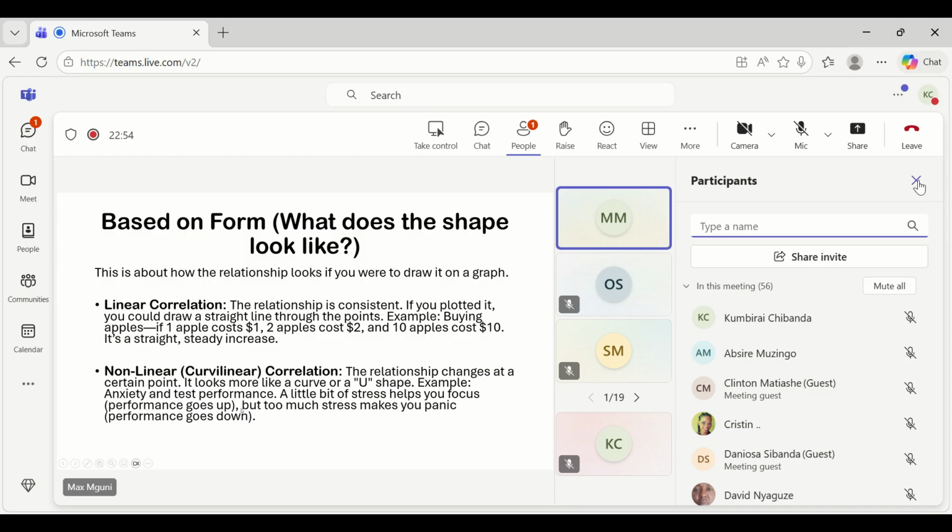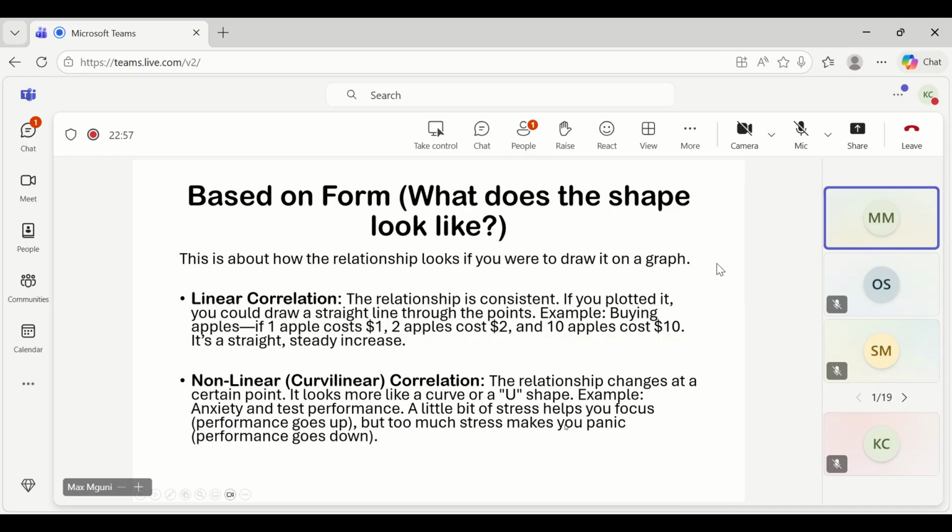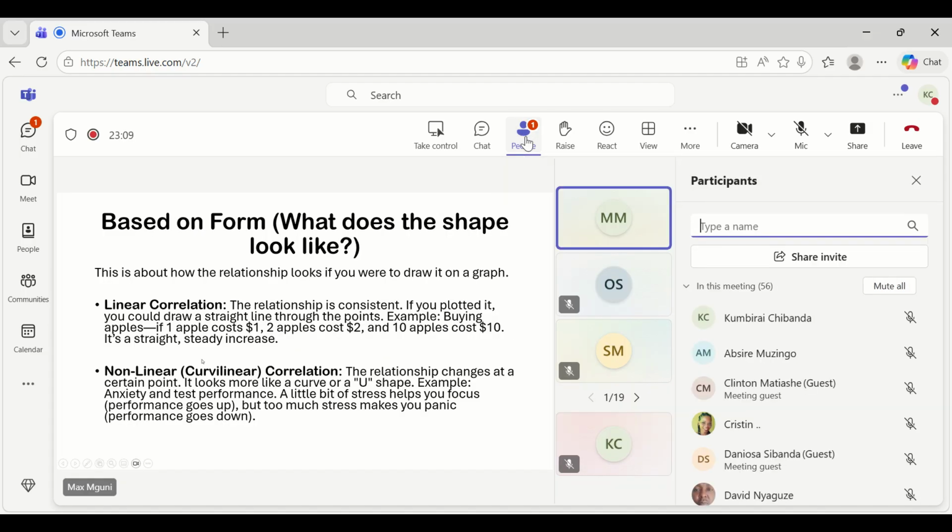So this is more like it starts on a linear trajectory, and then the more the other one gets intensified, it starts affecting the other one negatively. So you end up getting both the positive and negative when it's a curvilinear correlation.